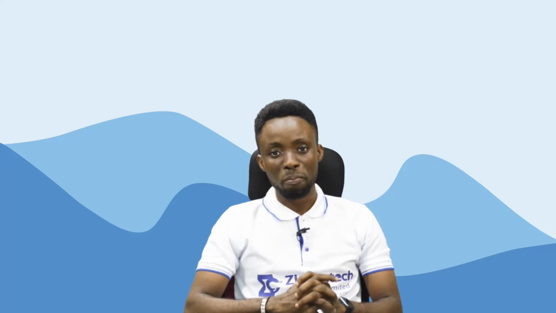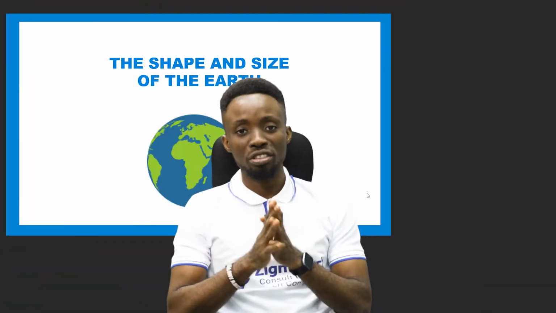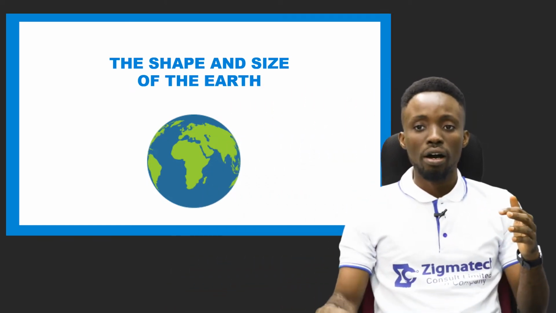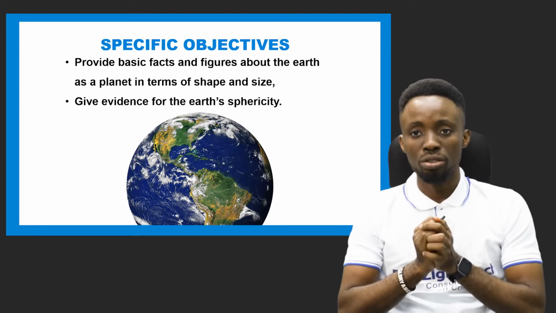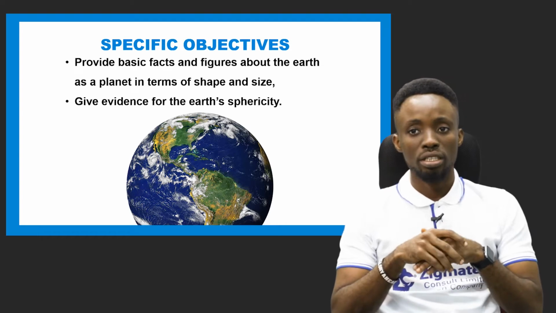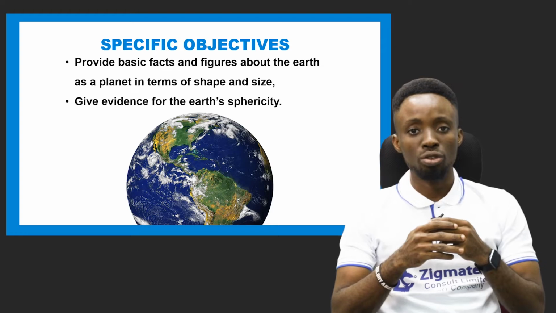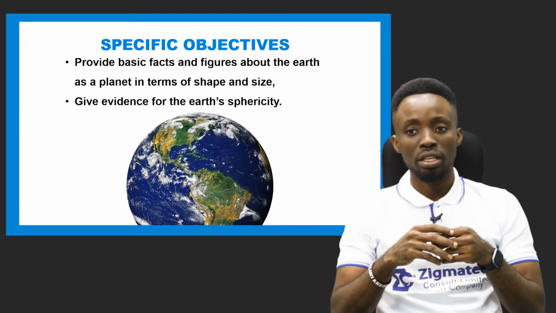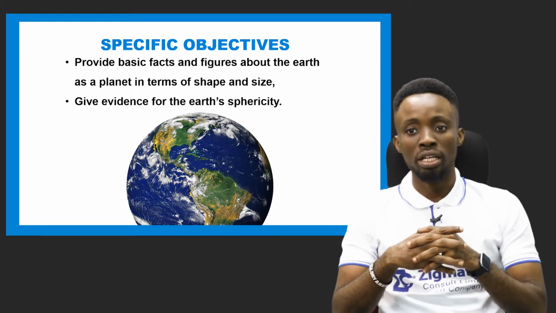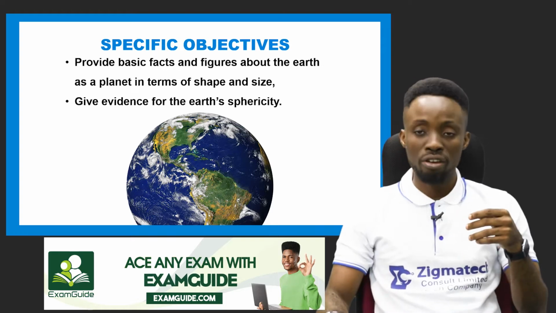Ready for today's class? Okay, let's get started. So, in today's lesson, we will consider the topic that says the shape and size of the Earth. In this lesson, we are going to look at the basic facts and figures of the Earth as a planet in terms of its shape and in terms of its size. And also, we are going to look at the evidence for the Earth being spherical in shape, as well as looking at the movement of the Earth since it's spherical in shape, such as rotation and revolution.